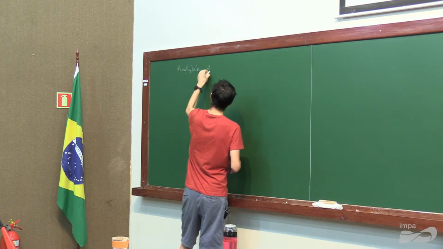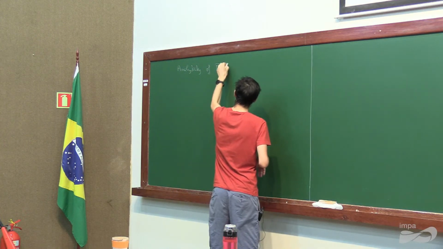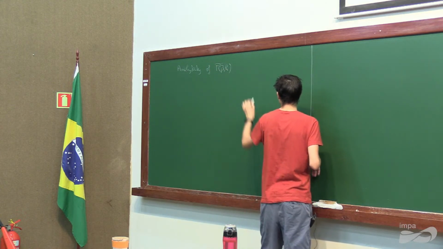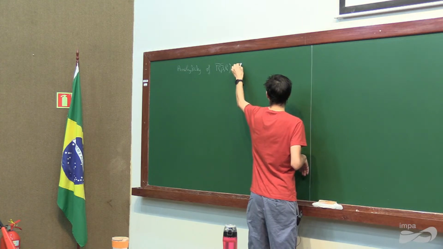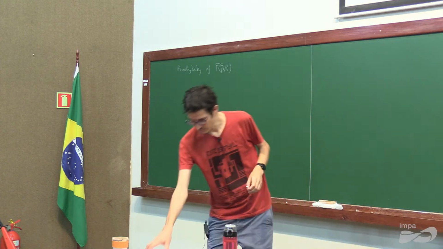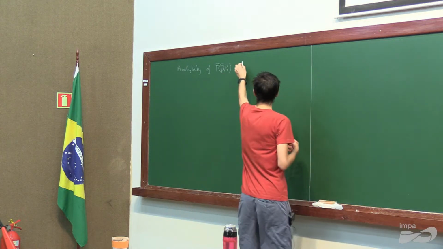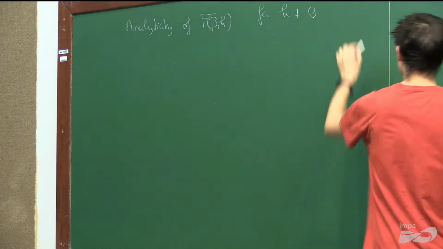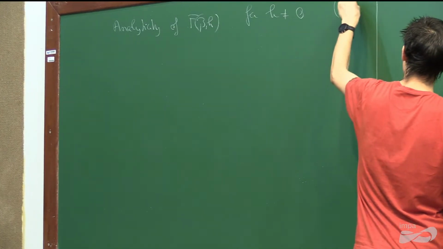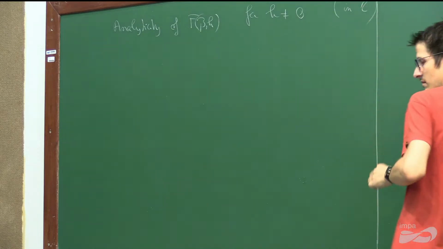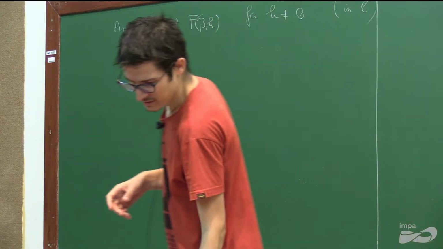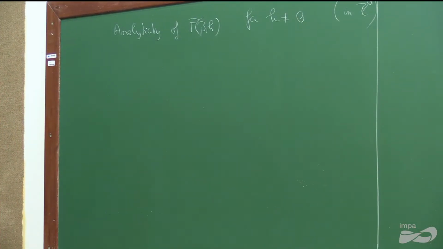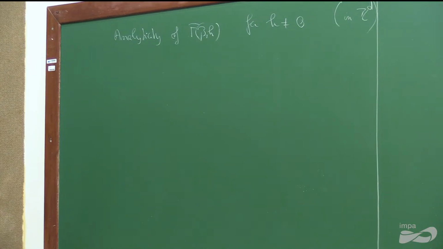Analyticity of f beta h, for h different of 0. And this is in arbitrary dimension. Okay, this is important to say because so far, each time we had used complex analysis, it was in dimension 2.